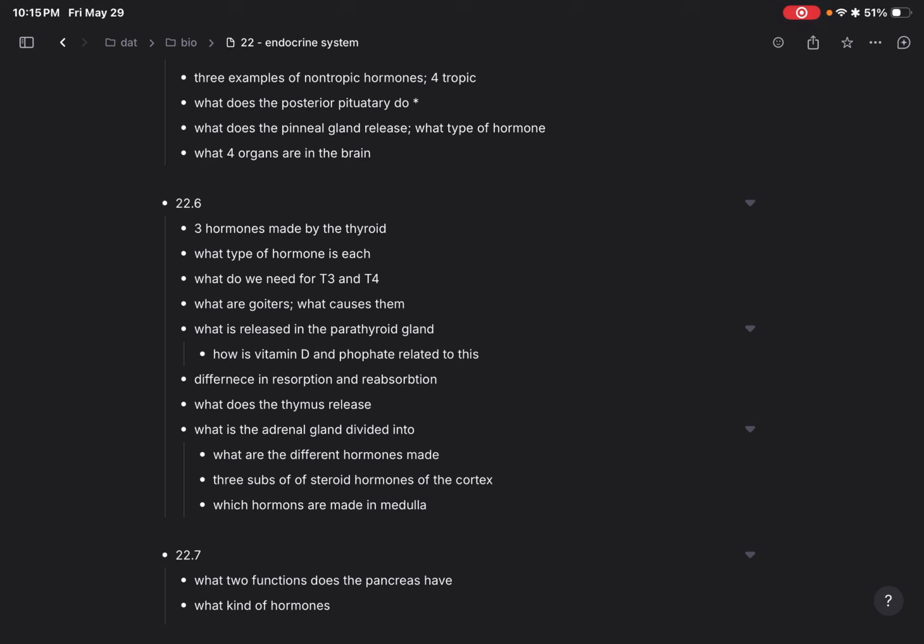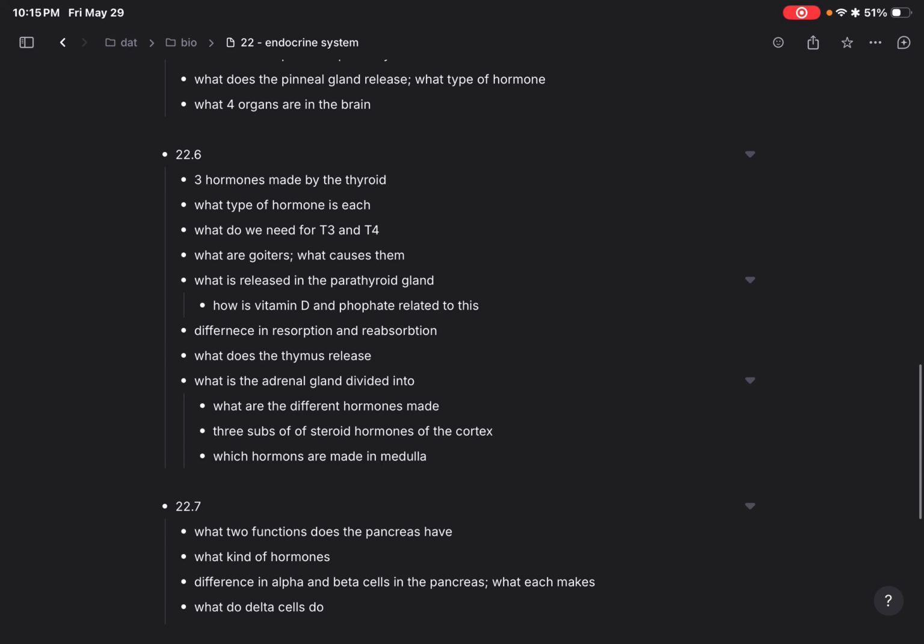Yeah, it just releases serotonin. What 4 endocrine organs are in the brain? Well, it's just the ones that we did: the hypothalamus, the pituitary, the pineal. And the pituitary counts as two, anterior and posterior, so hypothalamus, pituitary anterior and posterior, and pineal.